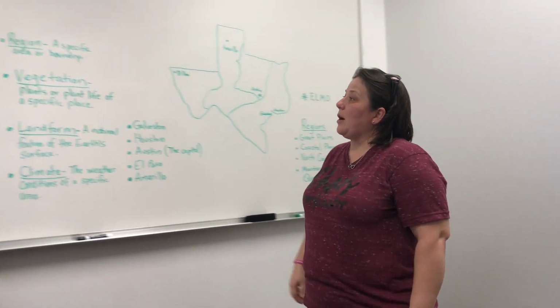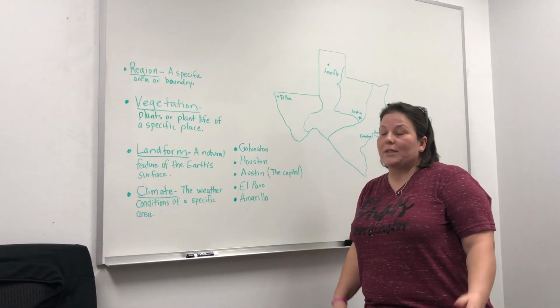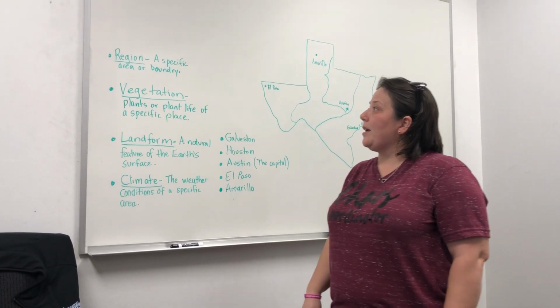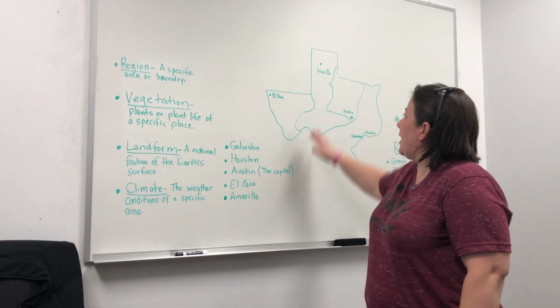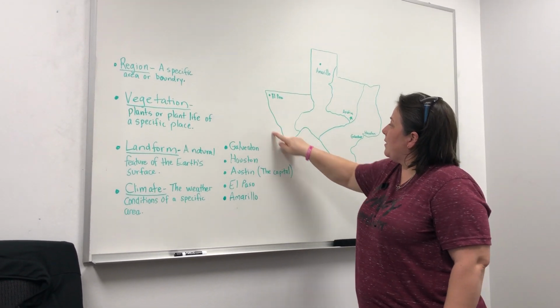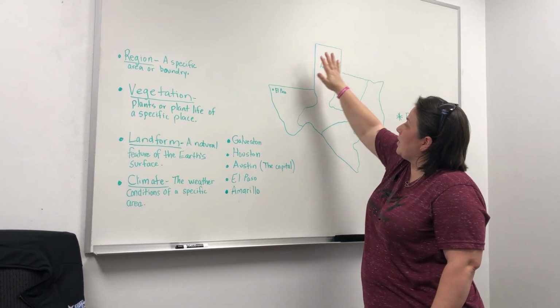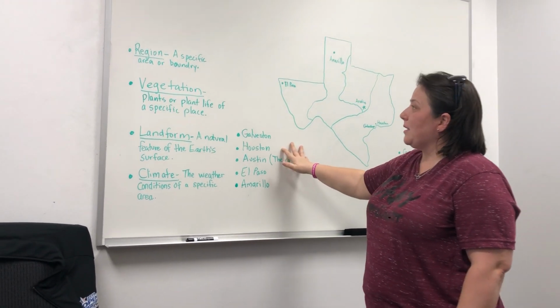Okay, first we're going to talk about what is a region. We're sitting here talking about what Texas has, and a region is a specific area or boundary. So these are boundaries, because this is Texas. Then you have Louisiana, Oklahoma, Arkansas, and the other states, and then Mexico down here.